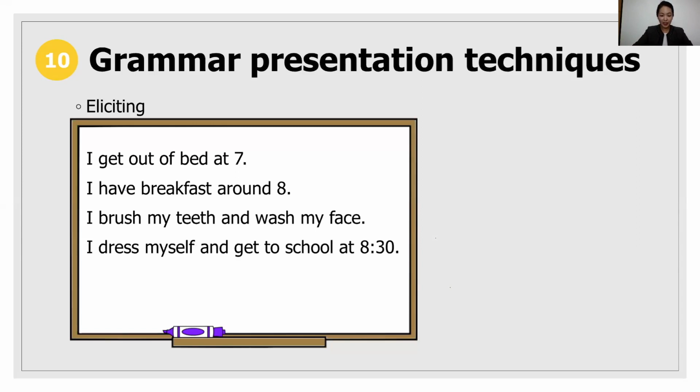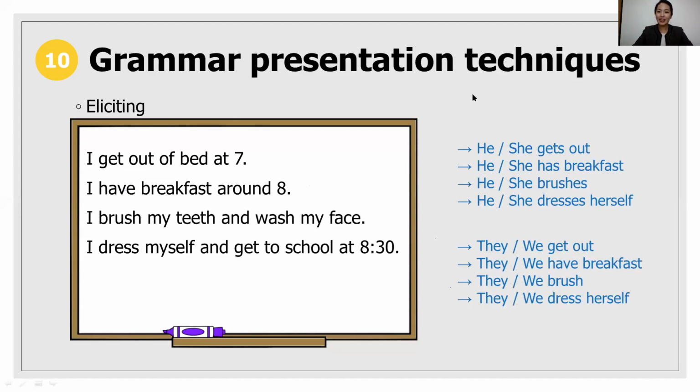It's very good. So after writing your daily routine, when you are talking about the student's daily routine, you have to change the verb form. So he gets out and he has breakfast, she brushes and she dresses. Or we get out, and they have breakfast, like this. So you can show them how the verb will be different depending on the subject.